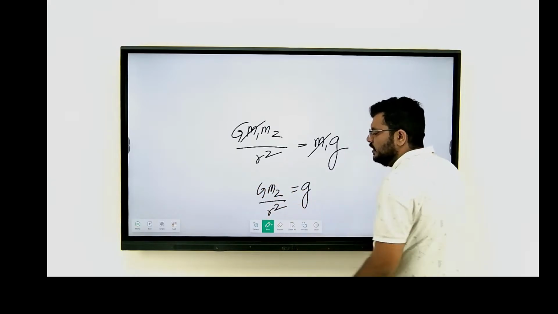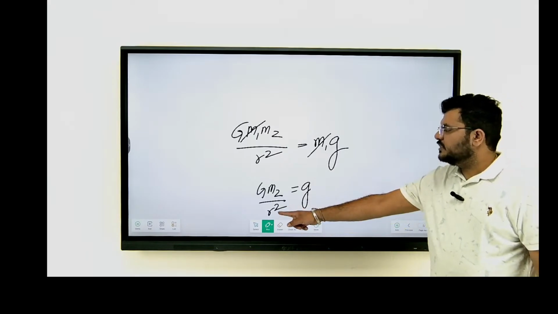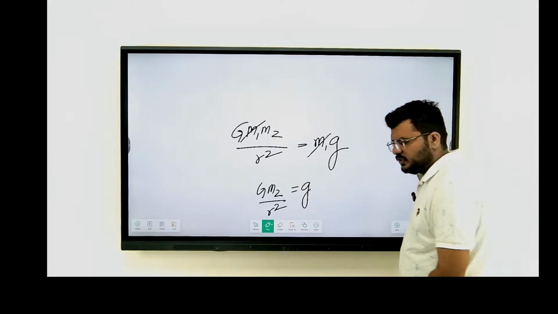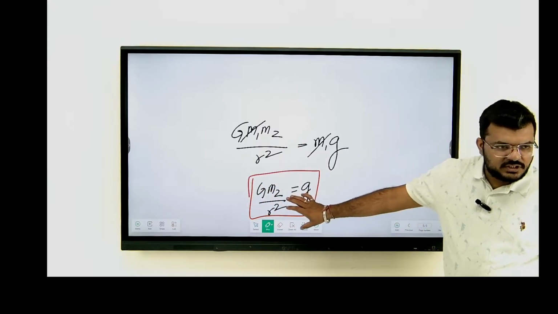can I find the value of g at a given distance? If the distance changes, the value of g changes. What I was discussing just in the last page. This is what I was discussing.